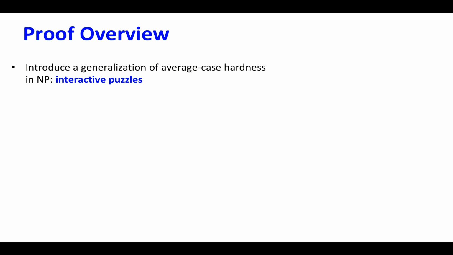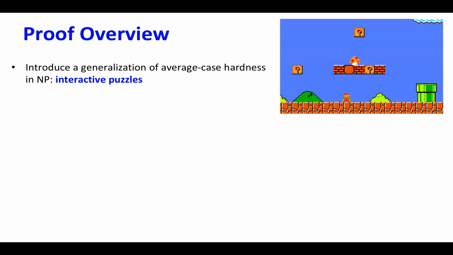Okay, so both TFNP and one-way functions, we said that they could be viewed as special cases of average case hardness in NP. But now we're going to instead look at something more general. And that is going to be something we call an interactive puzzle. So what's an interactive puzzle? Well, think of it as a computer game, right?